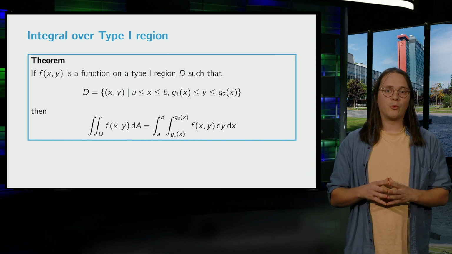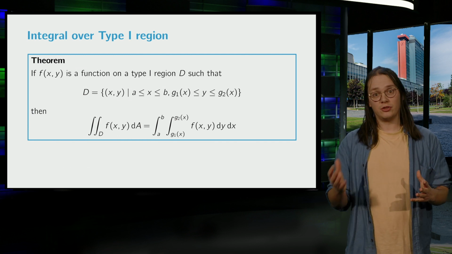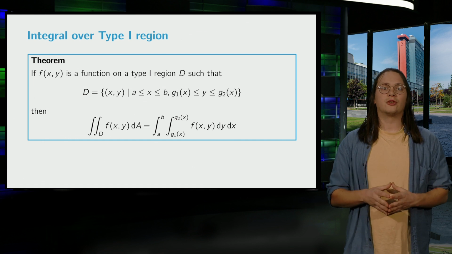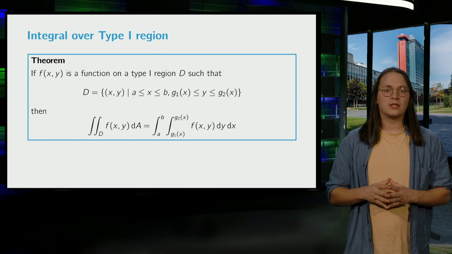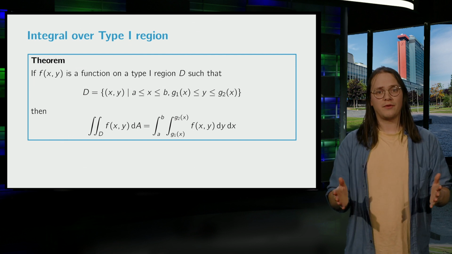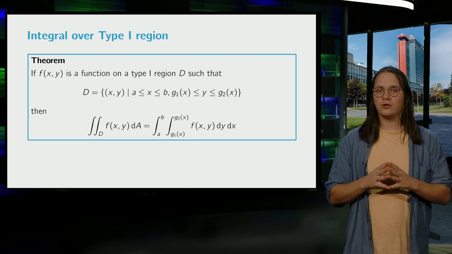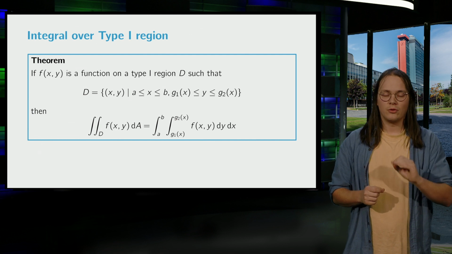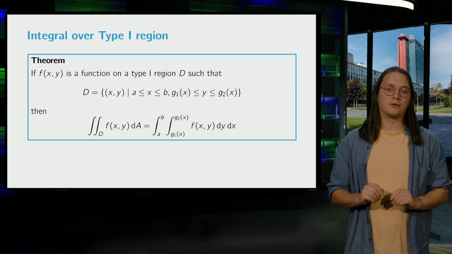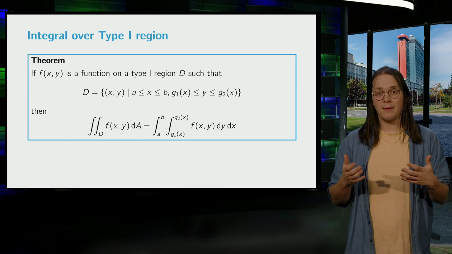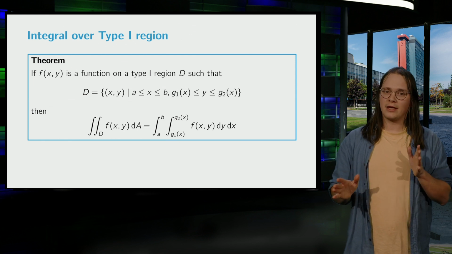Suppose D is a type 1 region with x in between a and b, and y in between g1 of x and g2 of x, then the double integral of a function f over this region D can be expressed as an iterated integral where you first integrate y from g1 of x to g2 of x, and then you integrate x from a to b. It is important to notice that the limits of the inner integral can now depend on x, while the limits of the outer integral still have to be numbers. This makes sense if you remember that the outcome of the double integral should always be a number and cannot depend on x and y anymore.